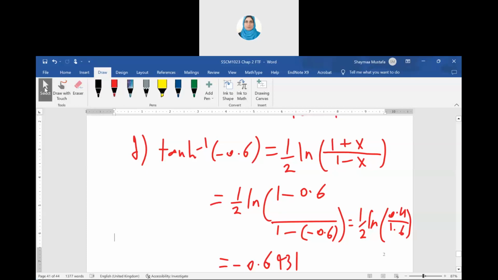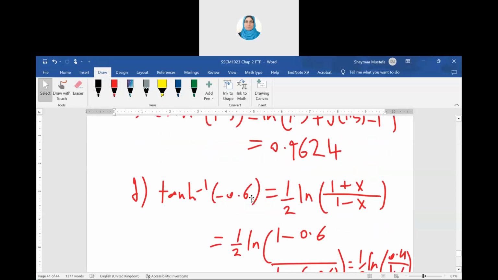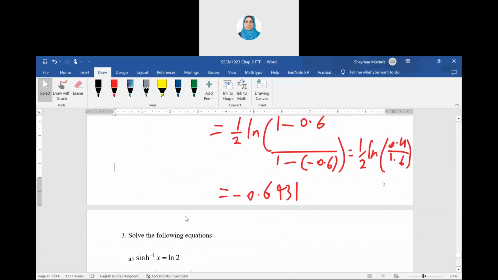I think the ones who got math error have a problem with the sign. Maybe you have a problem with the sign of minus 0.6. You didn't make it minus, I guess. But you should have, because minus 0.6 is within the range from minus 1 to 1. If I ask you to find tangent inverse of minus 1.6, then you get math error because minus 1.6 is outside your domain. But 0.6 is within your domain for tangent inverse, so it should be no problem.